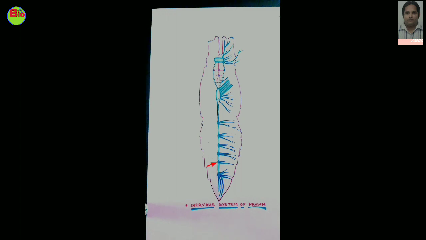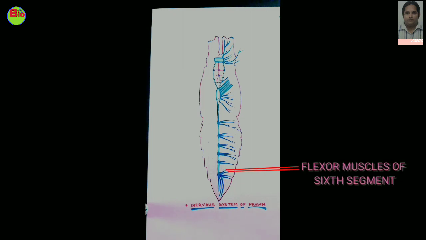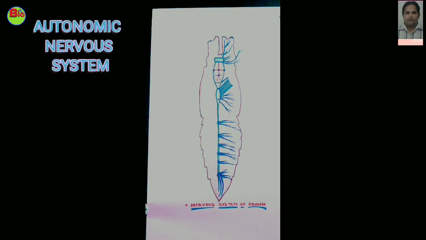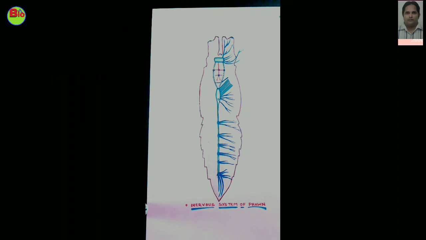The fifth abdominal ganglion gives off only two pairs of nerves, the nerve of the flexor muscle being absent. And if we talk about the sixth abdominal ganglion, it sends two pairs of nerves to the flexor muscles of the sixth segment and two pairs of nerves to the uropods and a pair to the telson.